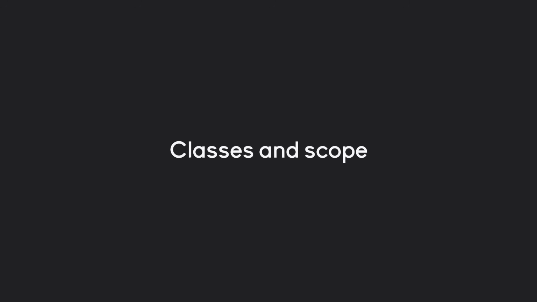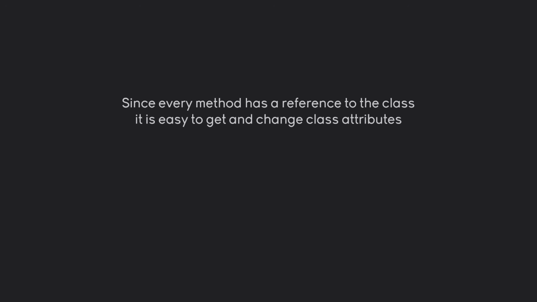All right, so let's talk about classes and scope. And this is one of the really powerful parts of objects that make it really easy to work with this scope. But let's talk about it. Basically, every method, so every function inside of a class, has a reference to that class. And because of that, it's really easy to get and change class attributes.